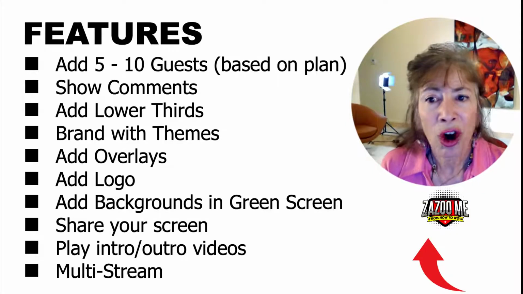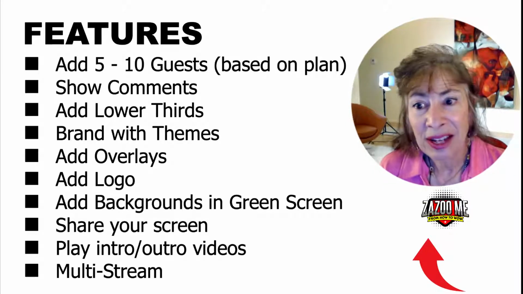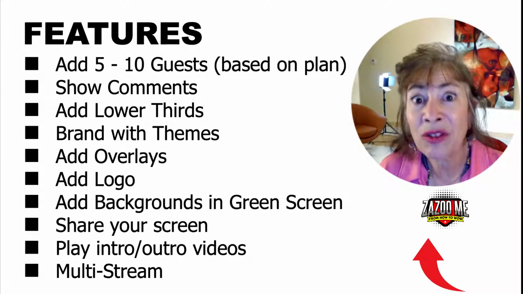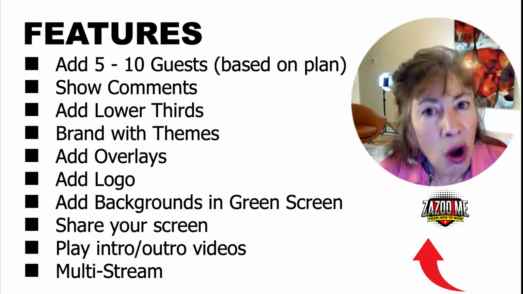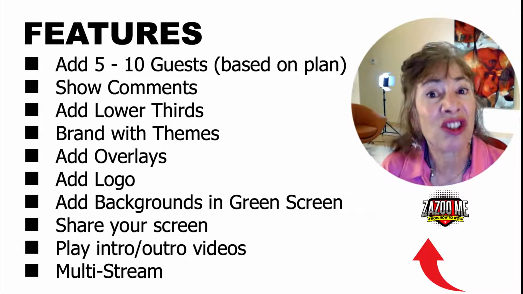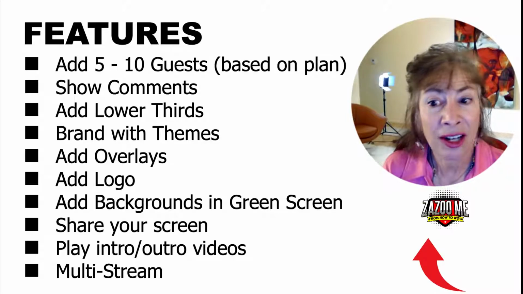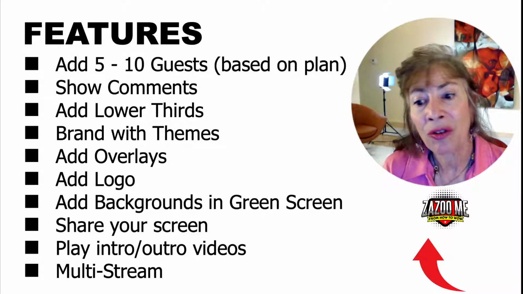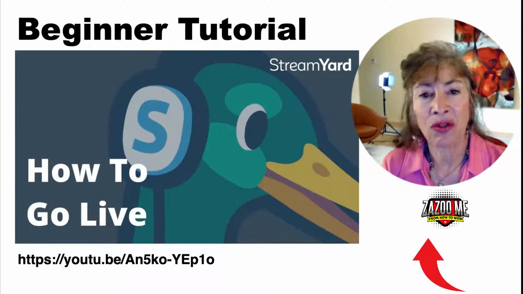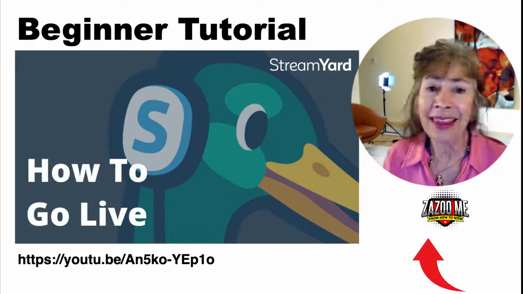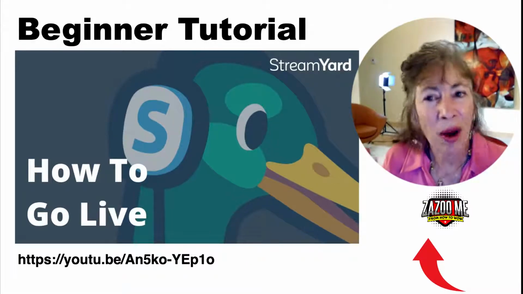Some of the features are that you can add 5 to 10 guests based on your plan, showing comments, adding lower thirds, branding with themes, which is super cool. You can add overlays, your logo. You can add backgrounds when you do a green screen. You can share your screen like I did when I showed you what it looked like online. You can play intros and outro videos. You can multi-stream.